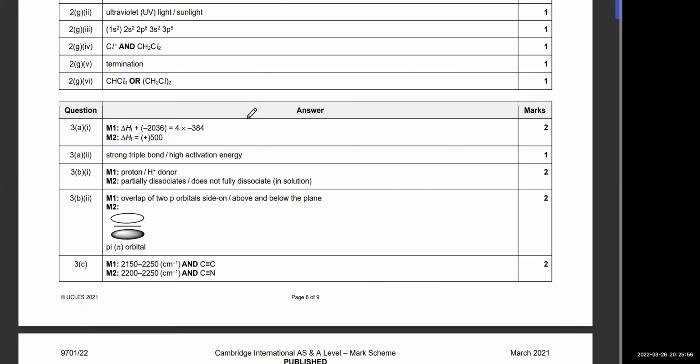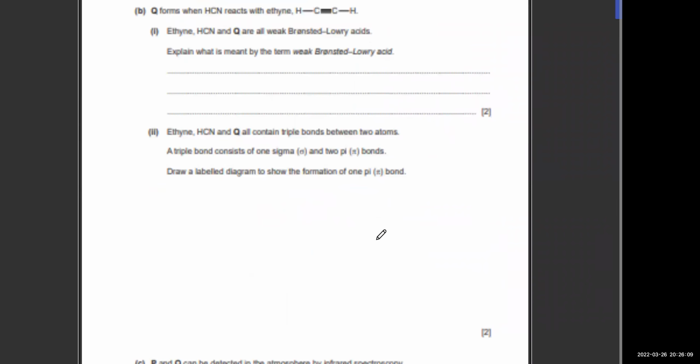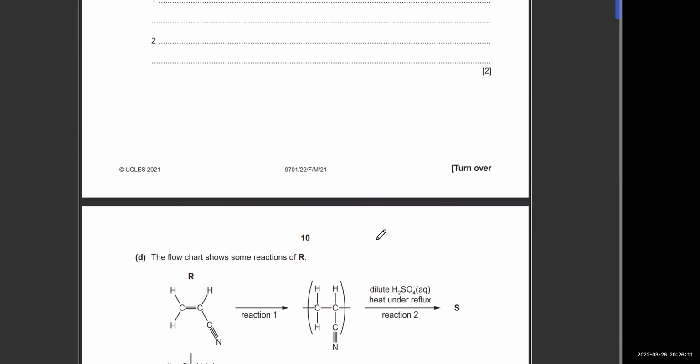Achha, iska wo likh lete hain ki kya usse likha hai. Bas yeh likha hai, that's it. C triple bond C and C triple bond N. You just had to code the value, that's it. Clear hai? Yep. Yes, sir. Okay, so we're done with this.